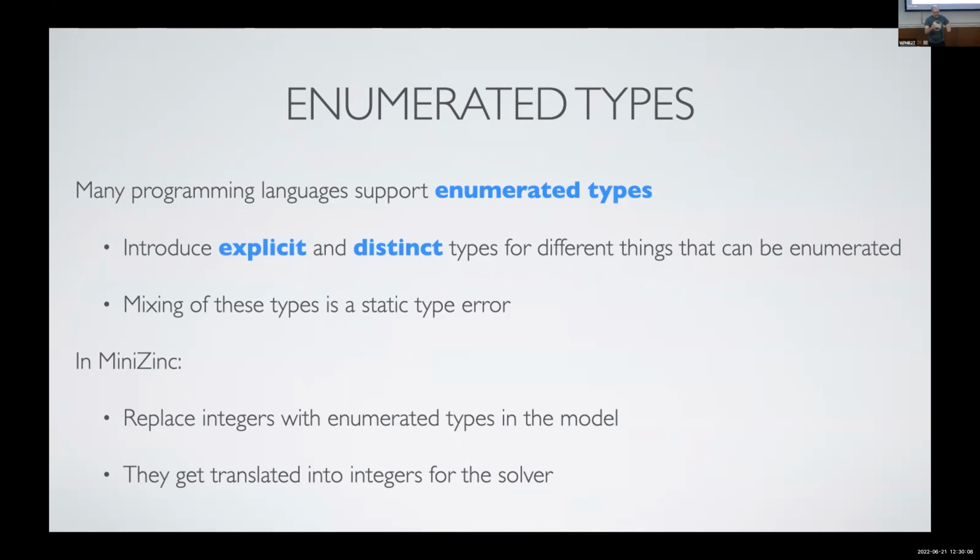In MiniZinc, we can replace integers with enumerated types in models. And then, of course, MiniZinc will translate them back into integers for the solver, because solvers don't know how to deal with enumerated types. And again, this is not even new in modeling languages, right? Some languages have some support for enumerated types, but maybe not as strict as they are in MiniZinc.